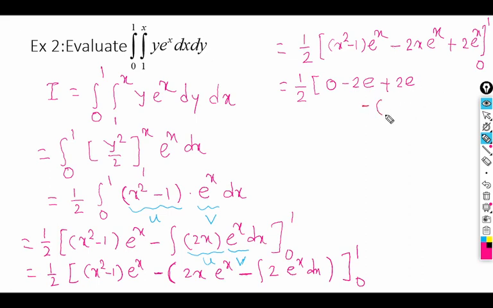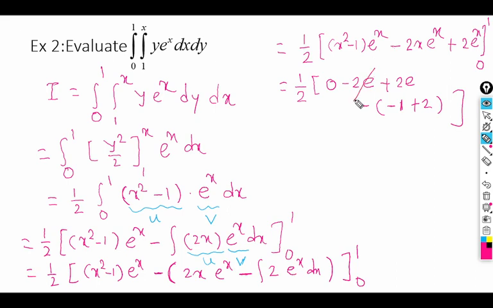Now we are going to replace the lower limit. When we replace x by 0, this term is 0, but here there is a minus 1, and e raised to 0 is 1, so this minus 1 will be there. This is the lower limit, minus 1. Here when we replace x by 0, this term is 0, but e raised to 0 is 1, so plus 2 is also there. So this second bracket, whatever I have written, is the lower limit, and this is the upper limit.